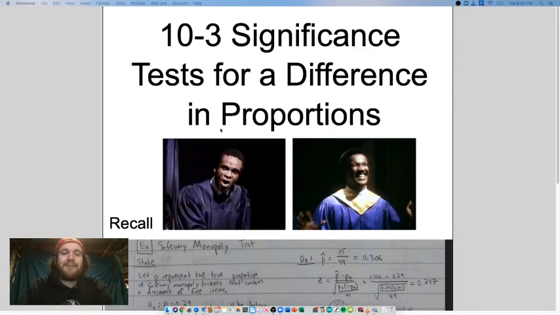So we just did confidence intervals. If you didn't get a chance to watch the recap before, that video is available on the website. Go check it out. We're back in the courtroom now. We've done a confidence interval for a difference in two proportions, and now we're going to talk about significance testing, or hypothesis testing, for a difference in two proportions. Interesting, okay? So we're back in the courtroom.